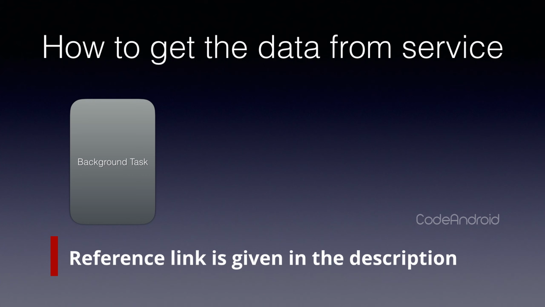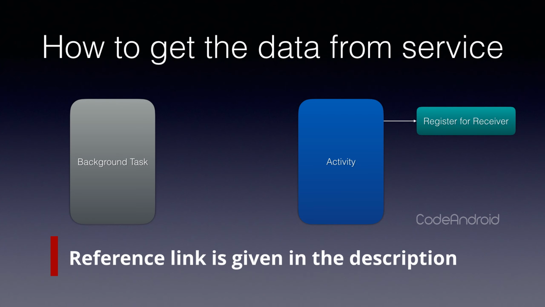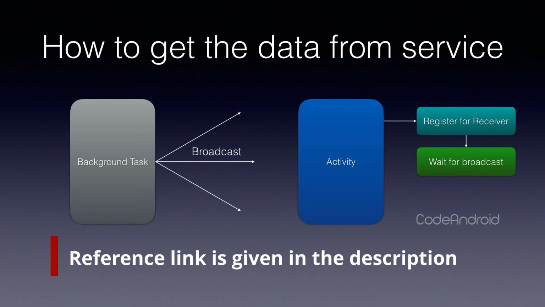broadcast receiver. To get the data, first the activity should register for the receiver. This will make the activity wait for the broadcast. So, after completing the task, we need to send the data as a broadcast from our service. Now, the data will be received at our receiver. Finally, when the activity ends, we need to unregister the receiver.